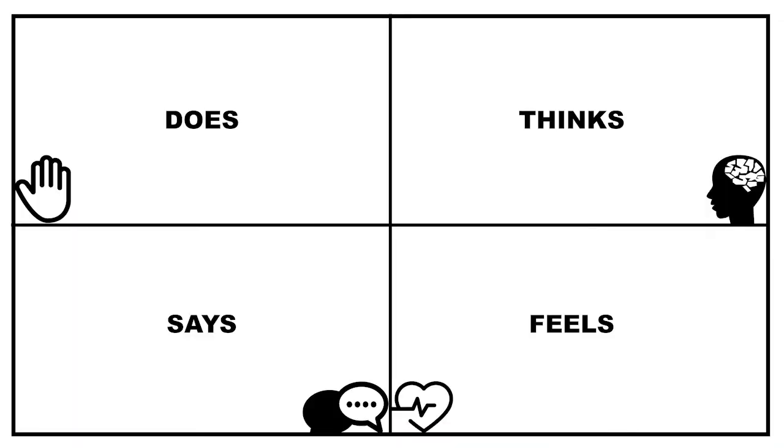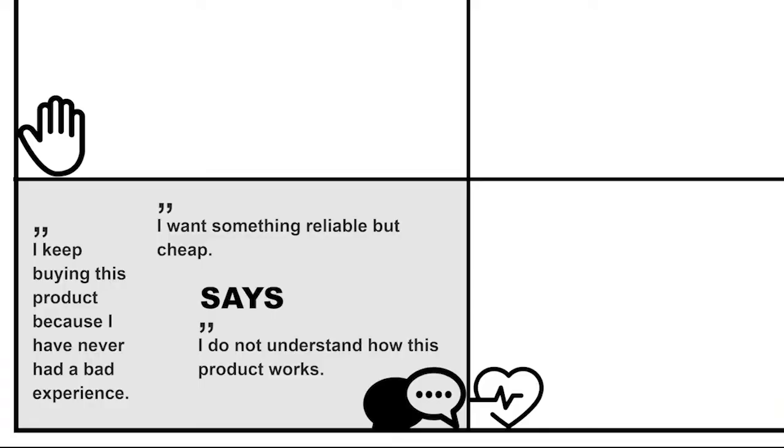Traditionally, empathy maps are split into 4 quadrants: says, thinks, does, and feels. The says quadrant contains what the user says out loud during an interview, on social media, or during any other customer research study. It contains verbatim and direct quotes from your research, and it is important to capture the exact words as the language people use is extremely important. So quotes like, "I keep buying this product because I have never had a bad experience," or "I want something reliable but cheap," or "I do not understand how this product works," could go into this quadrant.